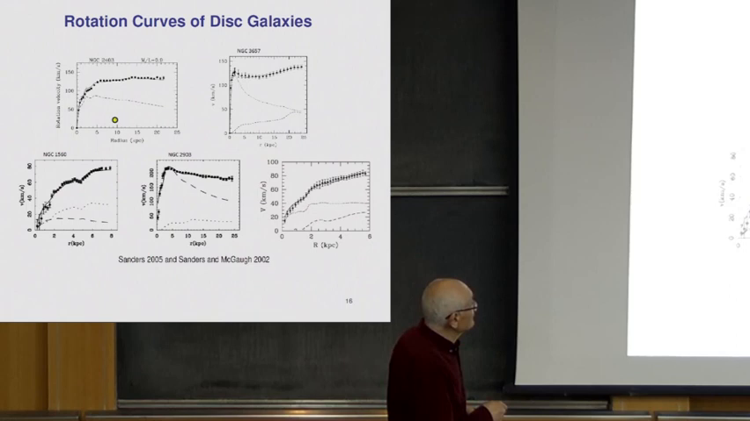So, for example, here, this parameter has been fixed just to fit the inner data points, but the rest is a prediction. It's a parameter, but less of a prediction. In many cases, it is a completely parameter-free prediction.